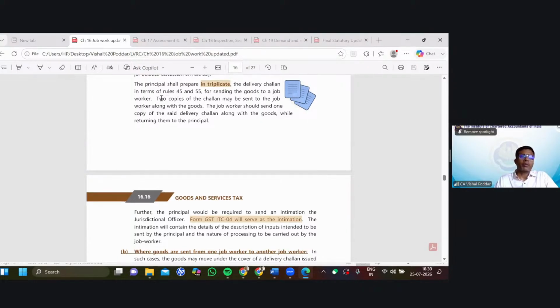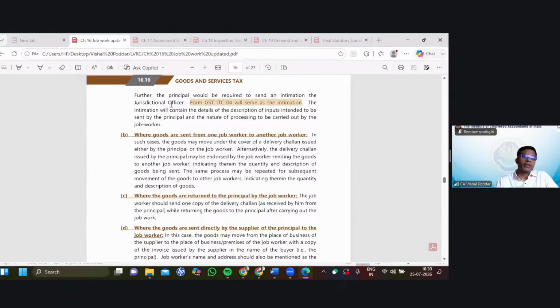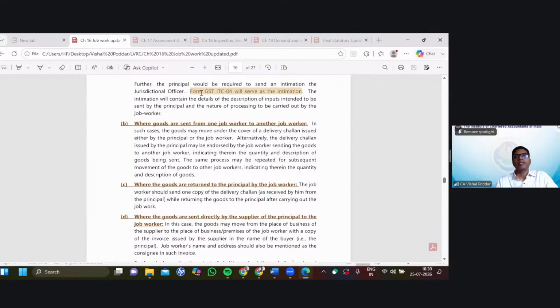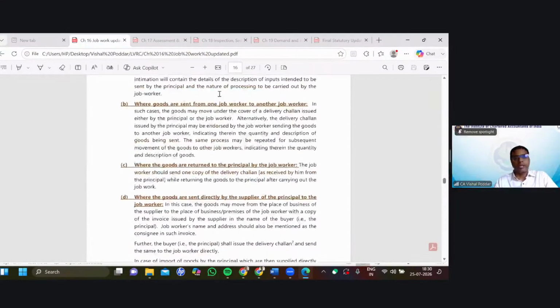Now, how will this triplicate be used? 2 copies of the challan may be sent to the job worker along with the goods. The job worker should send 1 copy of the delivery challan along with the goods when he is returning the goods. So in triplicate, 2 copies you will send to the job worker, 1 will remain with the principal, and 1 will be returned by the job worker in future whenever he returns the goods. The principal would be required to send intimation to the jurisdictional officer, and this is done by filing GST ITC 04 with all the information of the delivery challan and the quantity, etc.